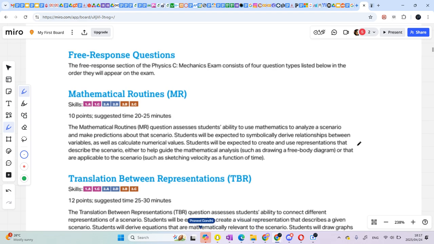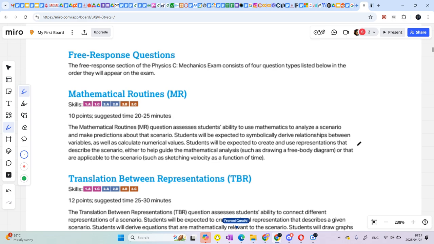So yeah, and then the second question is translation between representations. So it assesses students' abilities to connect different representations of a scenario. You'll be expected to create a visual representation that describes that scenario and derive equations that are mathematically relevant, and draw graphs that relate quantities.